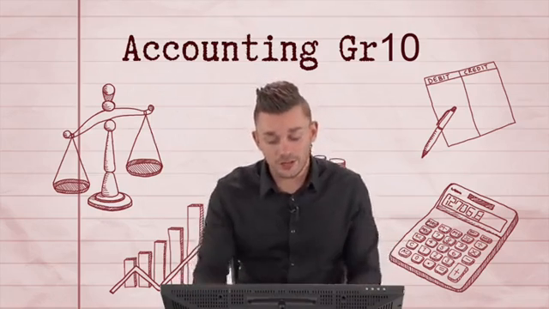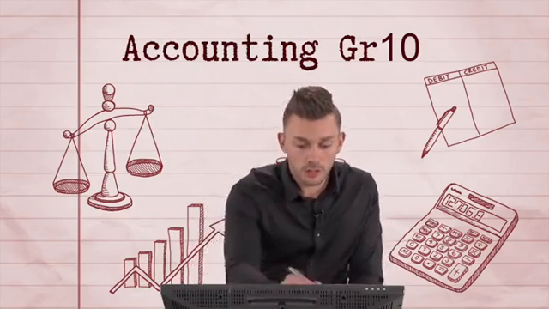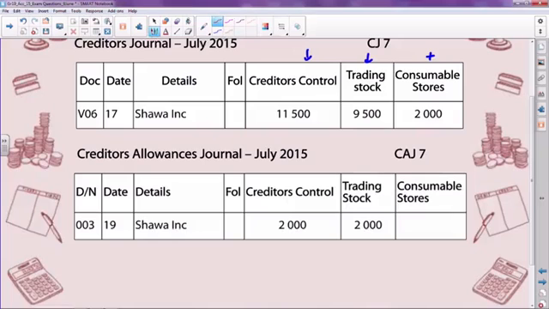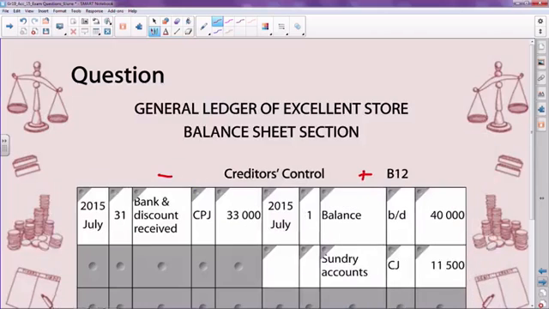Guys, let's look at it. So again, your creditors control goes down on the debit side, and then your trading stock goes down on the credit side, because we returned the stock. So your first T account, let's go to creditors. There it is. Let's go and reveal the answer for you.